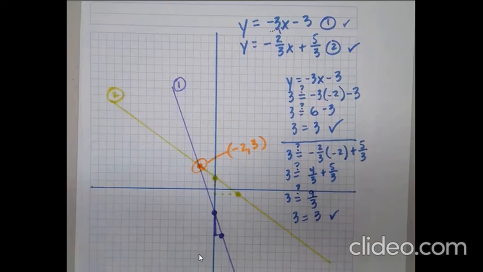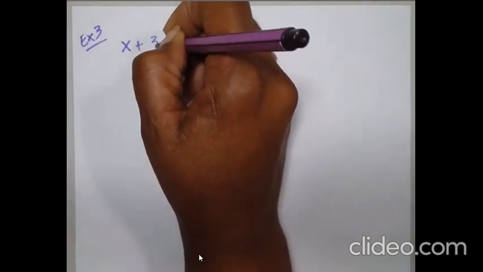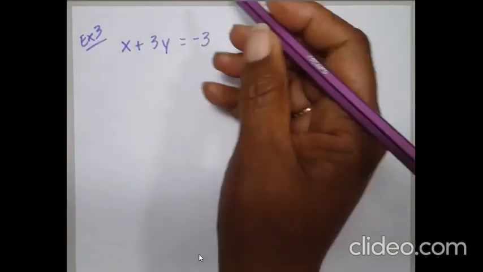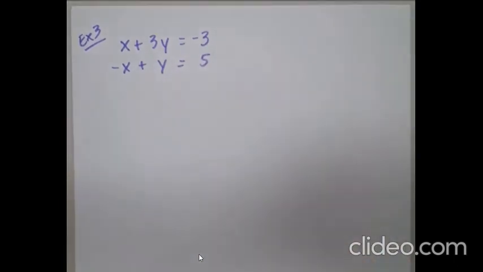Now, there's other ways we can solve systems of equations. We can solve them by adding and subtracting. Let's get us some nice clean paper here. So if we have an example, let's do example number 3. System of equations: x plus 3y equals negative 3 and negative x plus y equals 5.